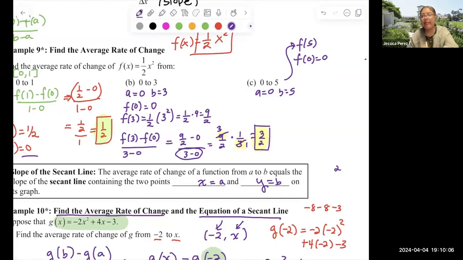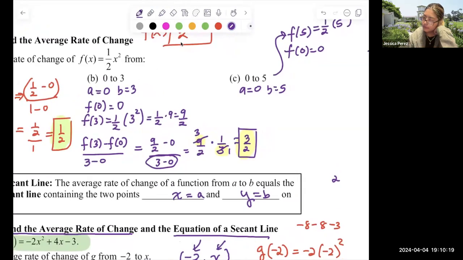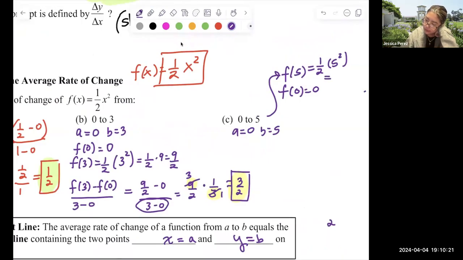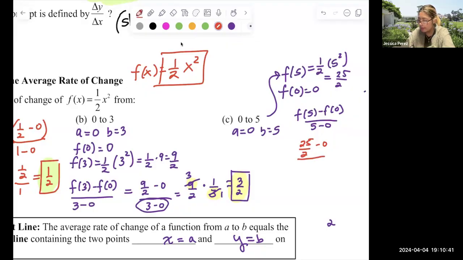How do I find f of 5? It's going to be 1/2 times 5 squared. What is that? 25 over 2. So then you do f of 5 minus f of 0 divided by 5 minus 0. You know that f of 5 is 25 over 2 minus 0 all over 5.